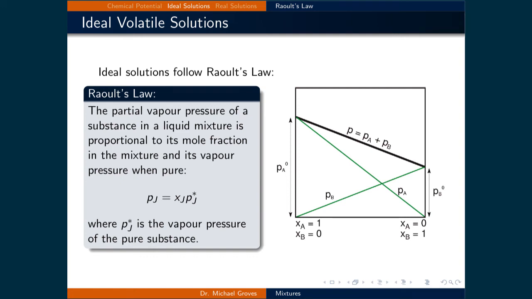Now that we've seen that it is spontaneous for gases to mix, let's now look at solutions. Ideal solutions follow Raoult's law, being the partial vapor pressure of a substance in its liquid mixture is proportional to its mole fraction in the mixture and its vapor pressure when pure. In other words, P sub j is equal to the mole fraction of the jth component times P star j.